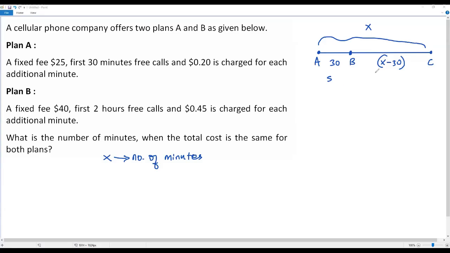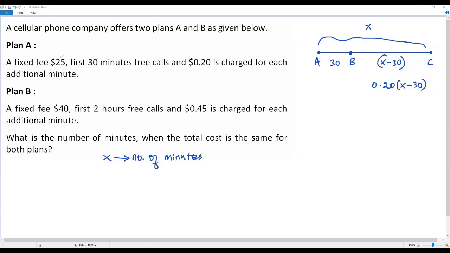Okay, then how much money is charged for each additional minute? So according to plan A, $0.20 is charged for each additional minute. Then what is the total charge for X minus 30 minutes? For that, we have to multiply the charge per minute, that is $0.20, by the number of minutes X minus 30. Then I'm getting 0.20 times (X minus 30). So this is the money charged for the additional minutes after the first 30 minutes.